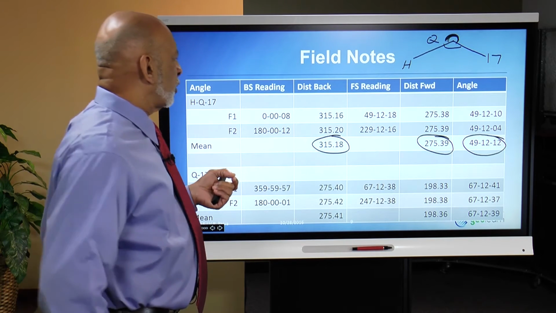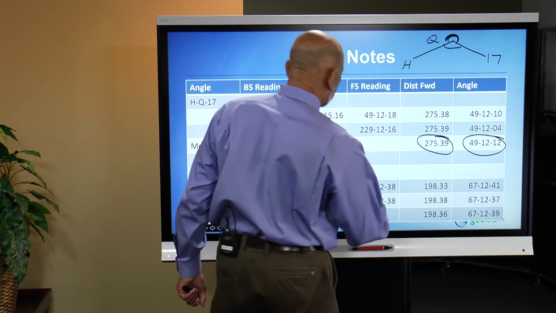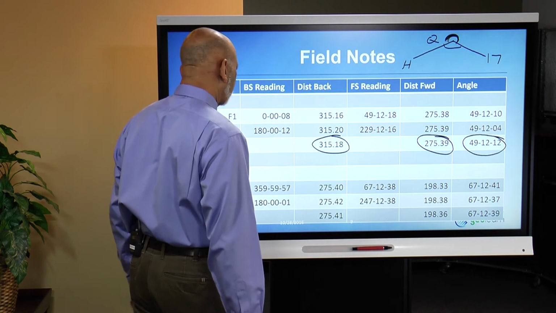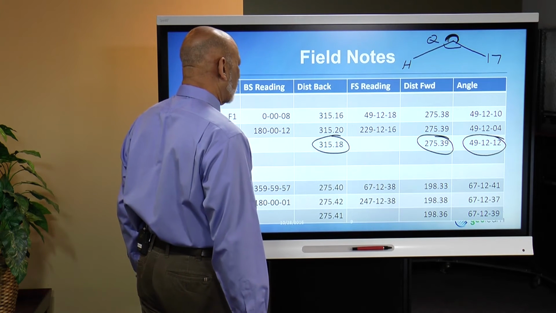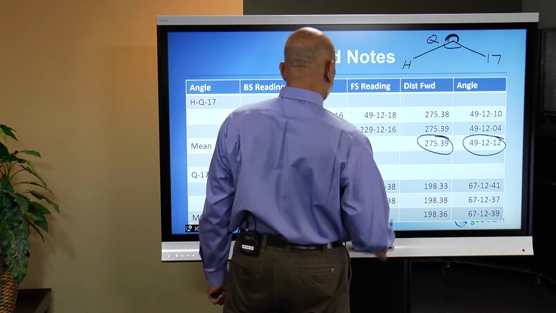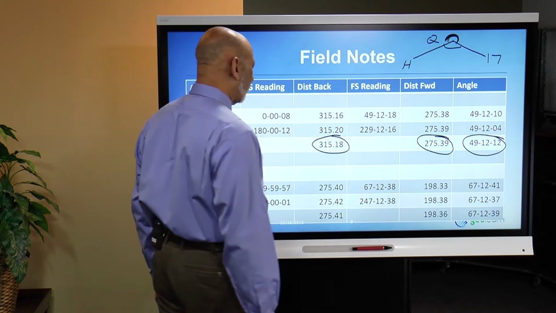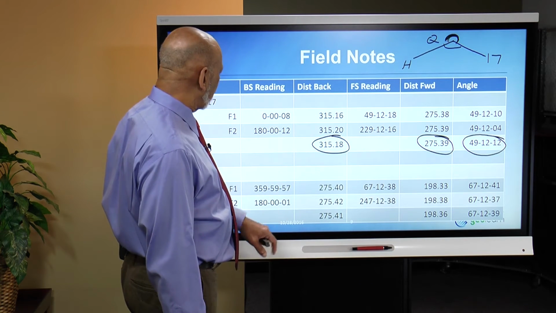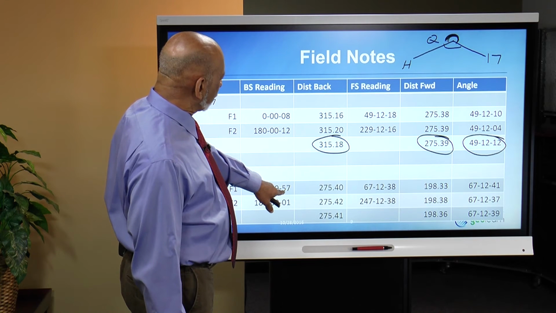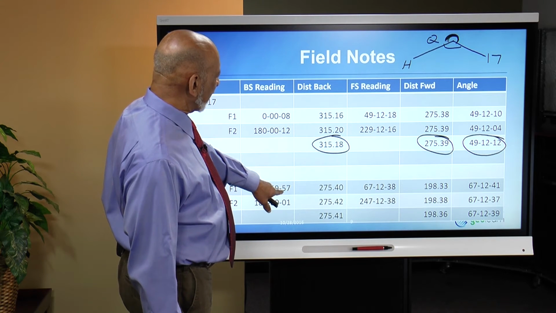Then you rotate to your foresight, point J, and you get 67, 12, 38. Now, how do you figure out how this angle works? Well, you know it's 6712 in that region because this is close to 0. But you're behind, if you will, the 0 point by 3 seconds.